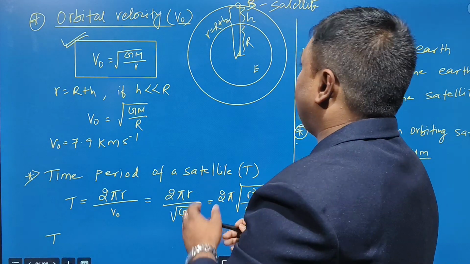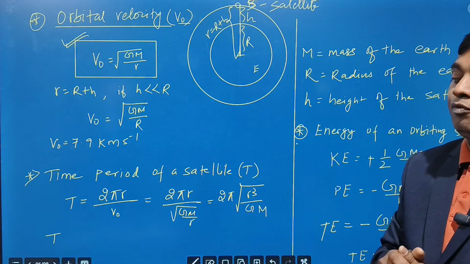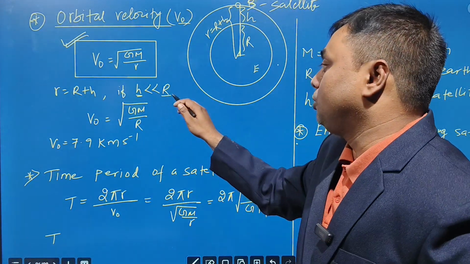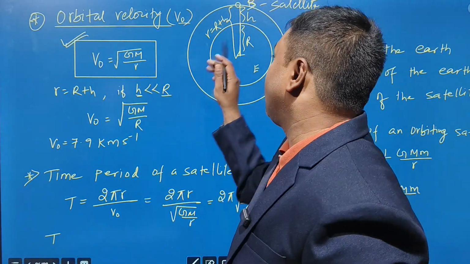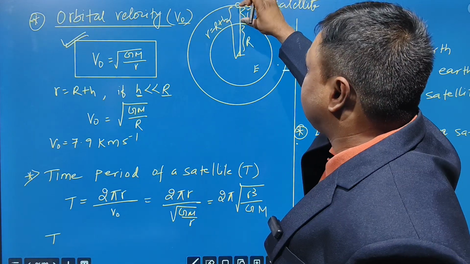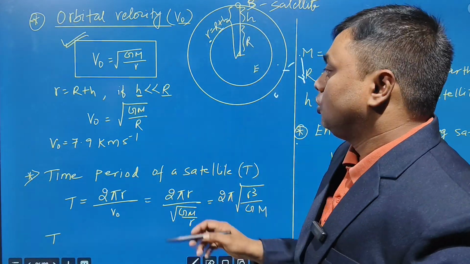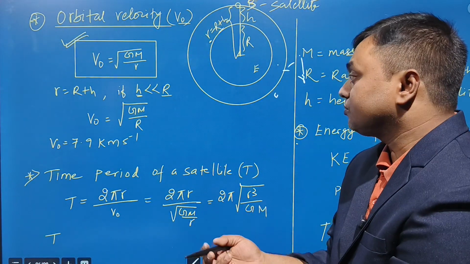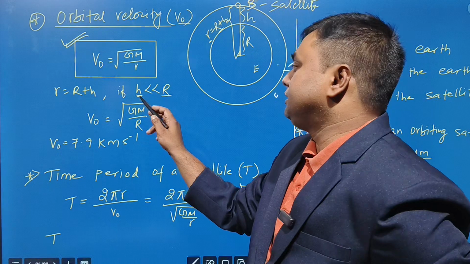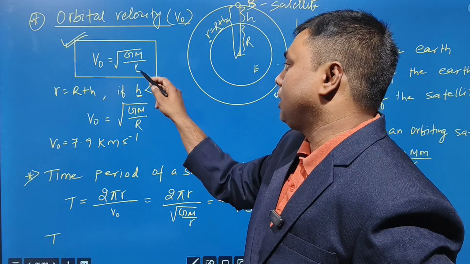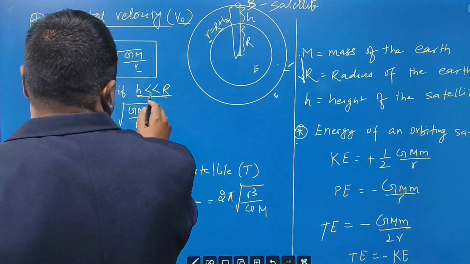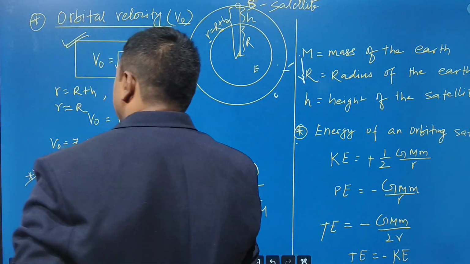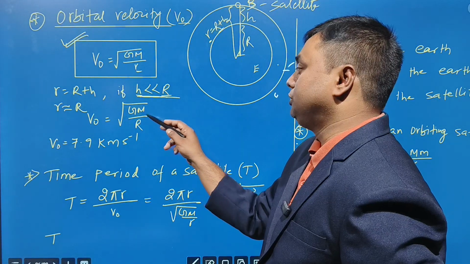Now what happens for any satellite which is revolving close to the surface of Earth, meaning the height h is very small compared to the radius. We can write small r is nothing but capital R plus h. So for any satellite revolving close to the surface of the Earth, v naught is equal to root under GM by r, because small r is equal to R plus h. If h is far less than R, small r is approximately equal to capital R. So we can write v naught is equal to root GM by R.